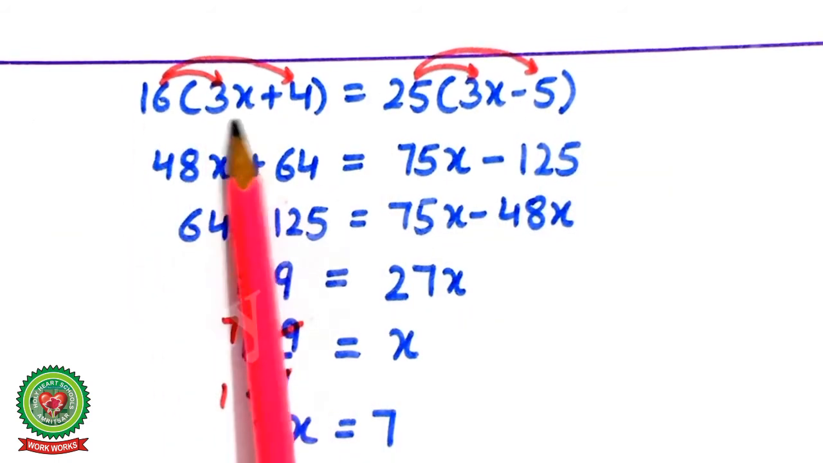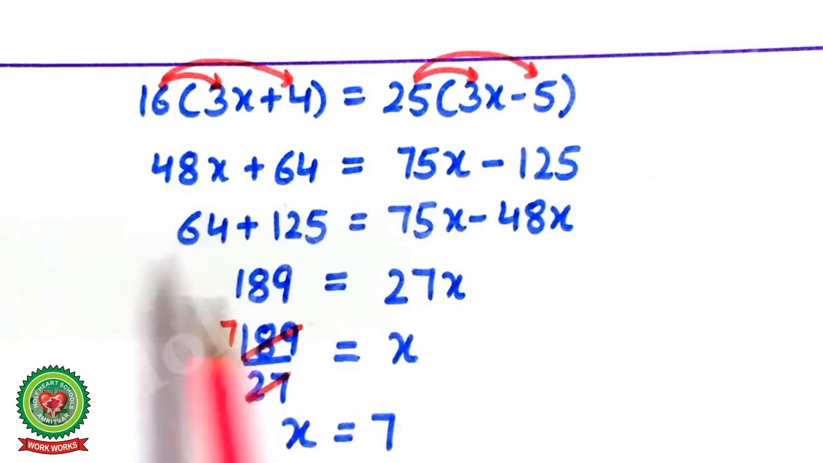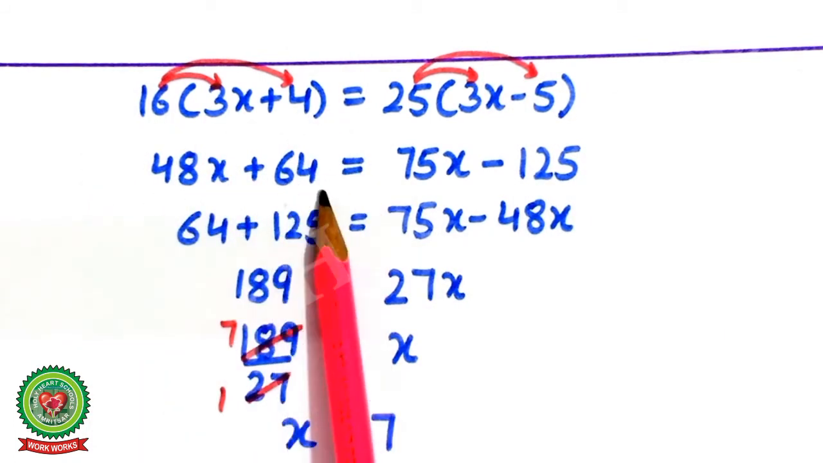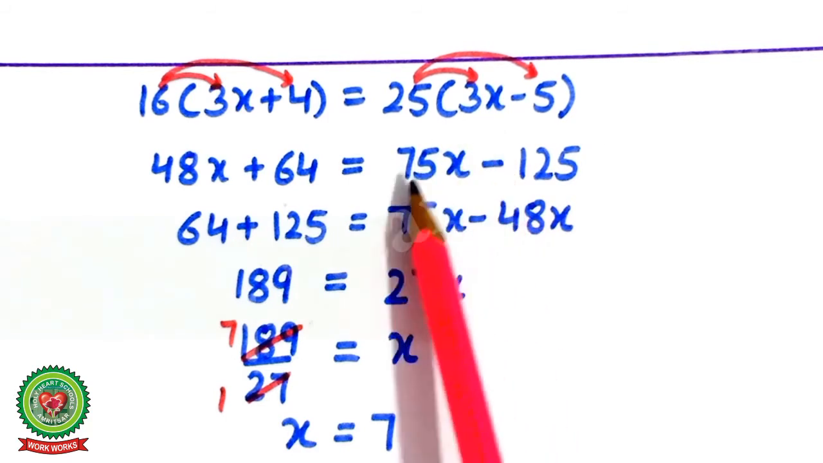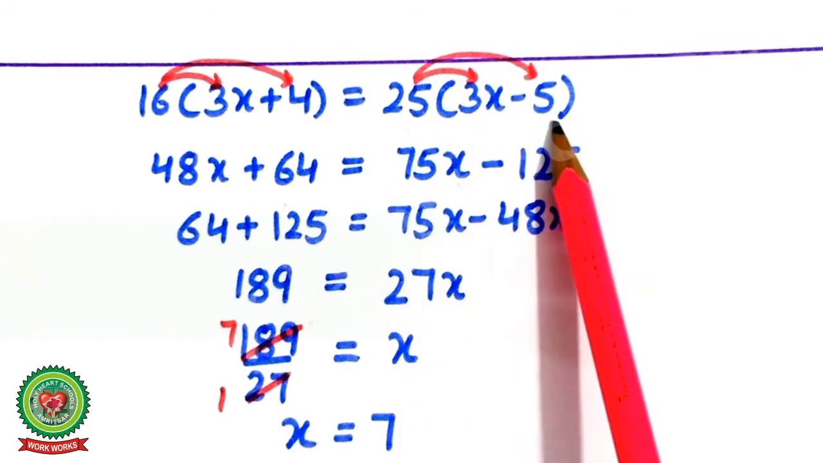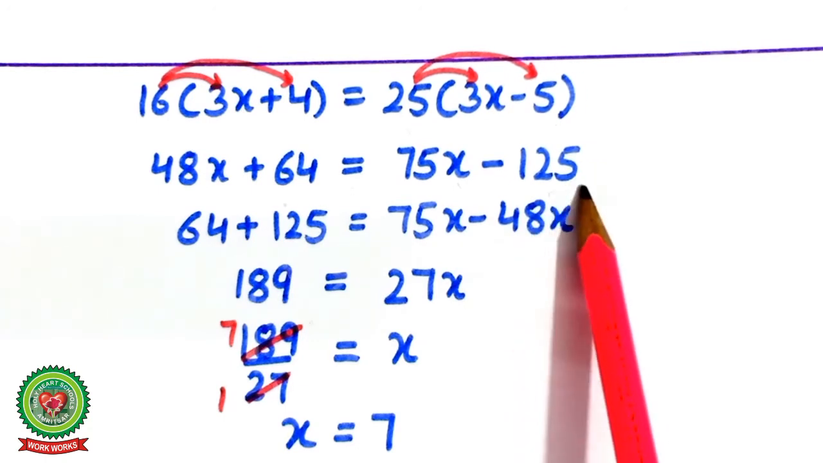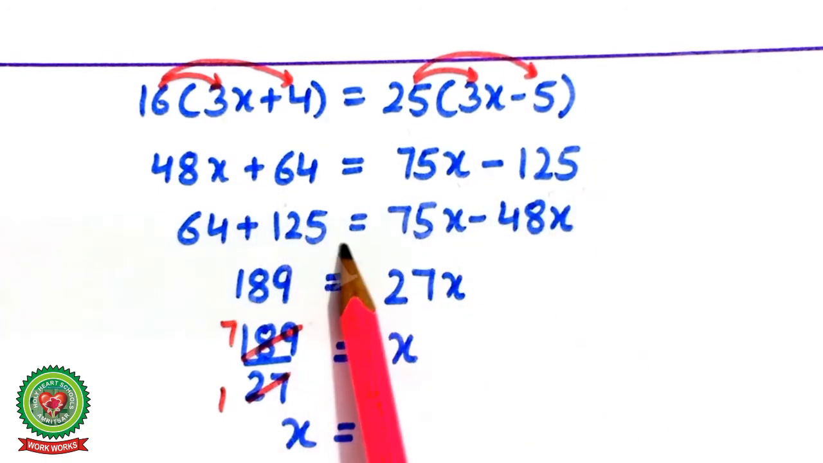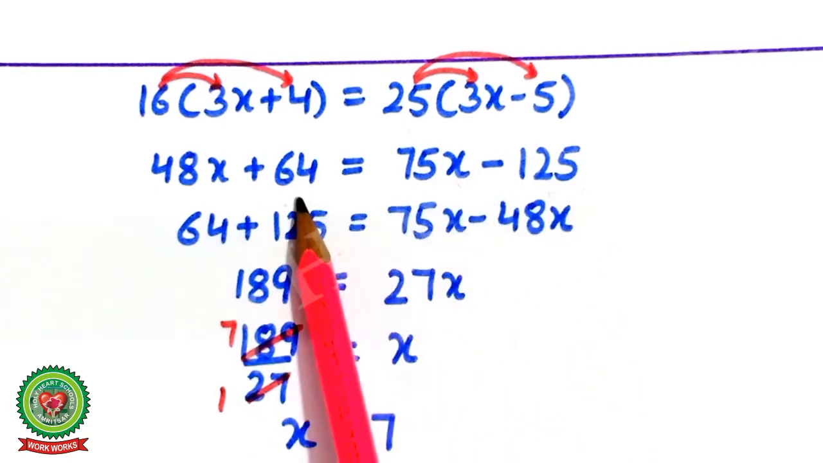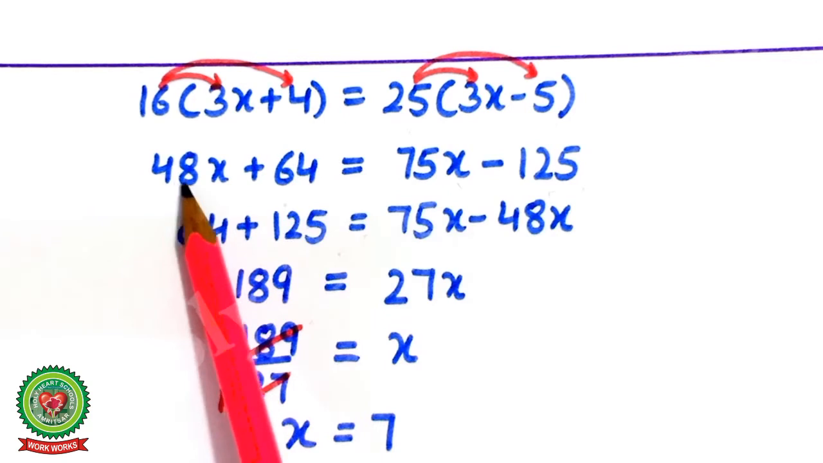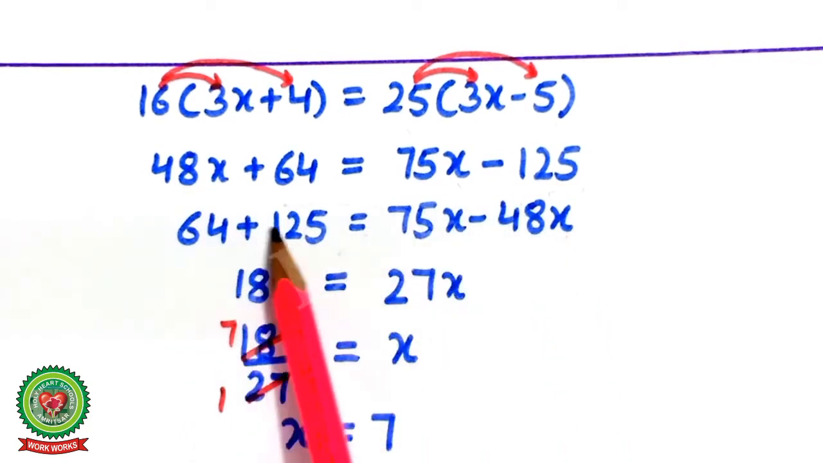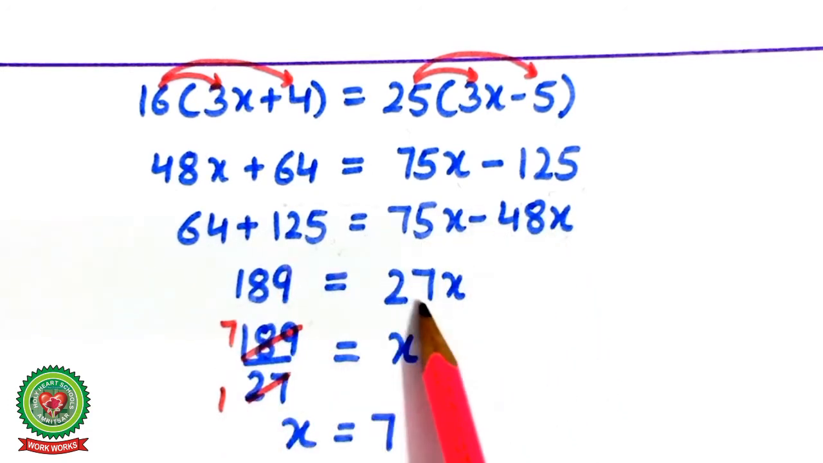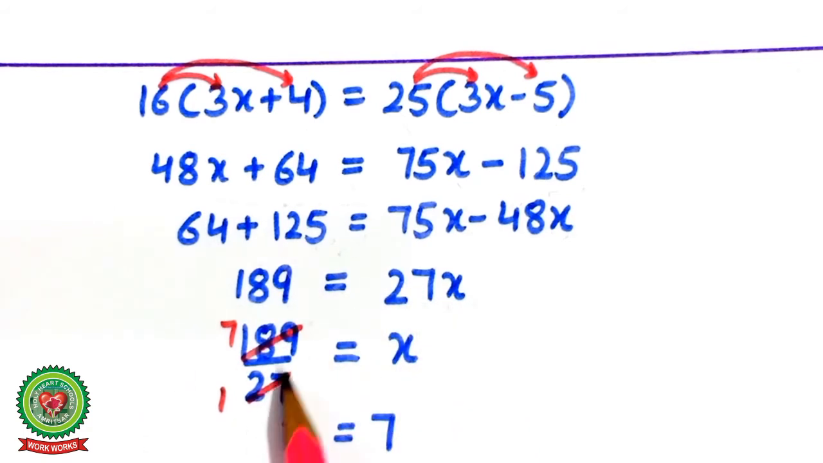After multiplication, 16 into 3 is 48x, and 16 multiply 4 is 64 equals to 25 into 3x is 75x, and 25 into 5 is equals to 125. Now next step is collect like terms. So 64 plus 125 is equals to 75x minus 48x. After adding, 189 will come, and after subtracting, 27x is there. Now next step is we have to do cutting. After cutting, value of x is 7.